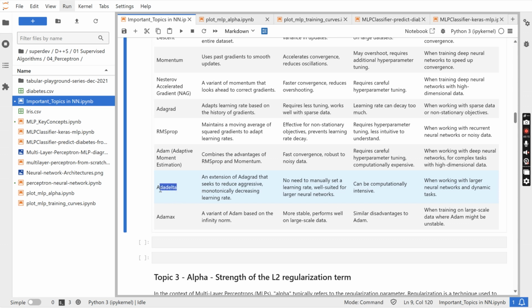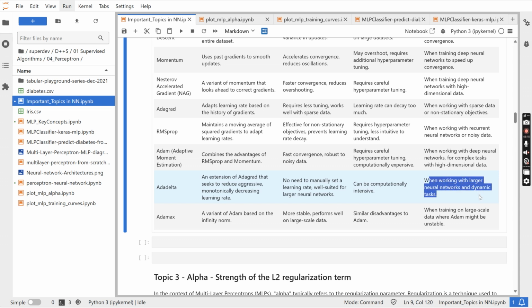Okay, next one is AdaDelta. It's an extension of AdaGrad. But notice, remember, AdaGrad suffers from learning rate decay. So basically, as an extension of AdaGrad, it seeks to reduce the aggressively decreasing learning rate. Basically, it's trying to solve the learning rate decay problem. And next, we don't have to manually set a learning rate. That is the big advantage, and it is suited for large neural networks. It can be computationally intensive, that means very high cost.